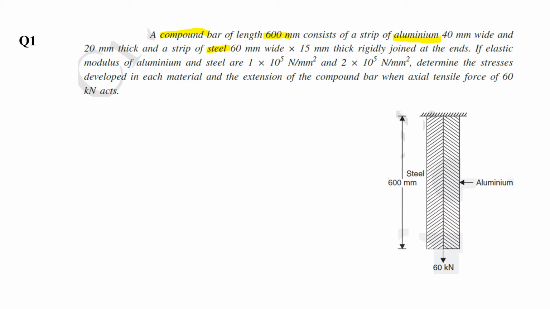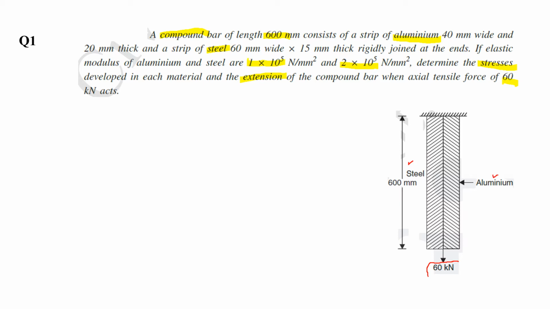And the modulus of elasticity of steel and aluminium are given: 1 into 10 raised to 5 Newton per mm square for aluminium and 2 into 10 raised to 5 Newton per mm square for steel. Then determine the stresses in each material and extension of the compound bar when an axial force of 60 kN acts. Here, the compound bar is subject to an axial force of 60 kN. And this is the steel portion and this is the aluminium portion.